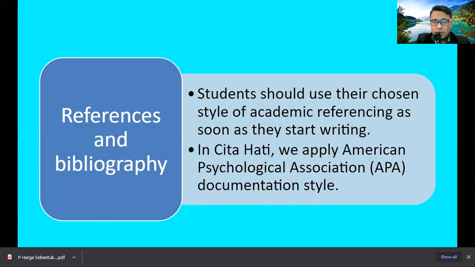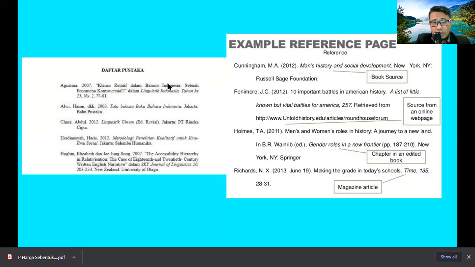And about reference, we actually decided in Cetati that we're going to apply the American Psychological Association, or APA style. So the one that I have shown to you. Here's the example, same as in the previous slide. Basically the same: started with the last name of the writer, then continue with the date of publication, then the article name or the book name, and then continue with the note, like the city of publication and also the publisher.